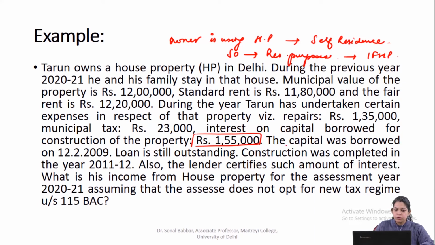The capital was borrowed on 12th February 2009. The loan is still outstanding. Construction was completed in the year 2011-12. Also, the lender certifies such amount of interest. What is his income from house property for the assessment year 2021, assuming that the assessee does not opt for the new tax regime under section 115BAC?